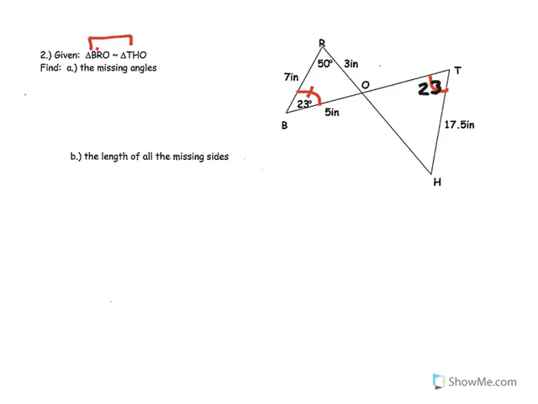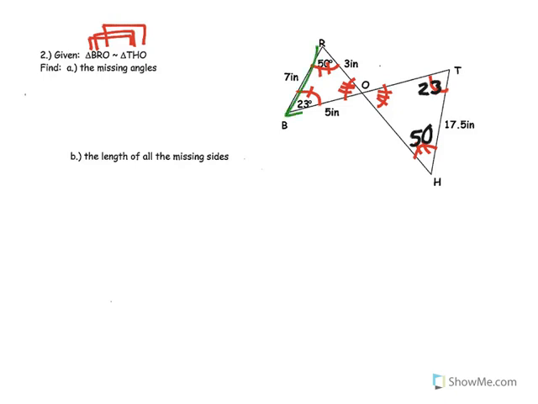R is going to go with H. So angle R, I'm going to give 2 tick marks. Angle H, I'm going to give 2 tick marks. Well, if R is 50, that means H is 50. And last but not least, O goes with O. So 3 tick marks on O, 3 tick marks on O. But now I don't know either one of those.